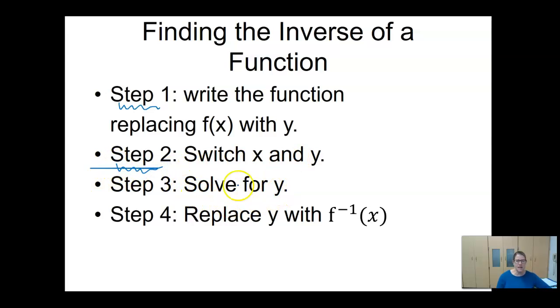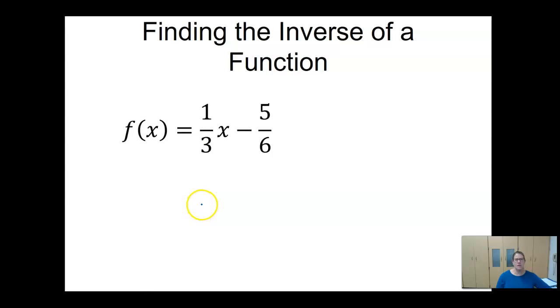Our third step is we need to solve for y. So once we've swapped x and y in the equation, we're going to get y all by itself on one side so that it's y equals whatever. And the fourth step is we can replace that y with f inverse of x as soon as we have one side just y. Okay, so let's go ahead and try this one.